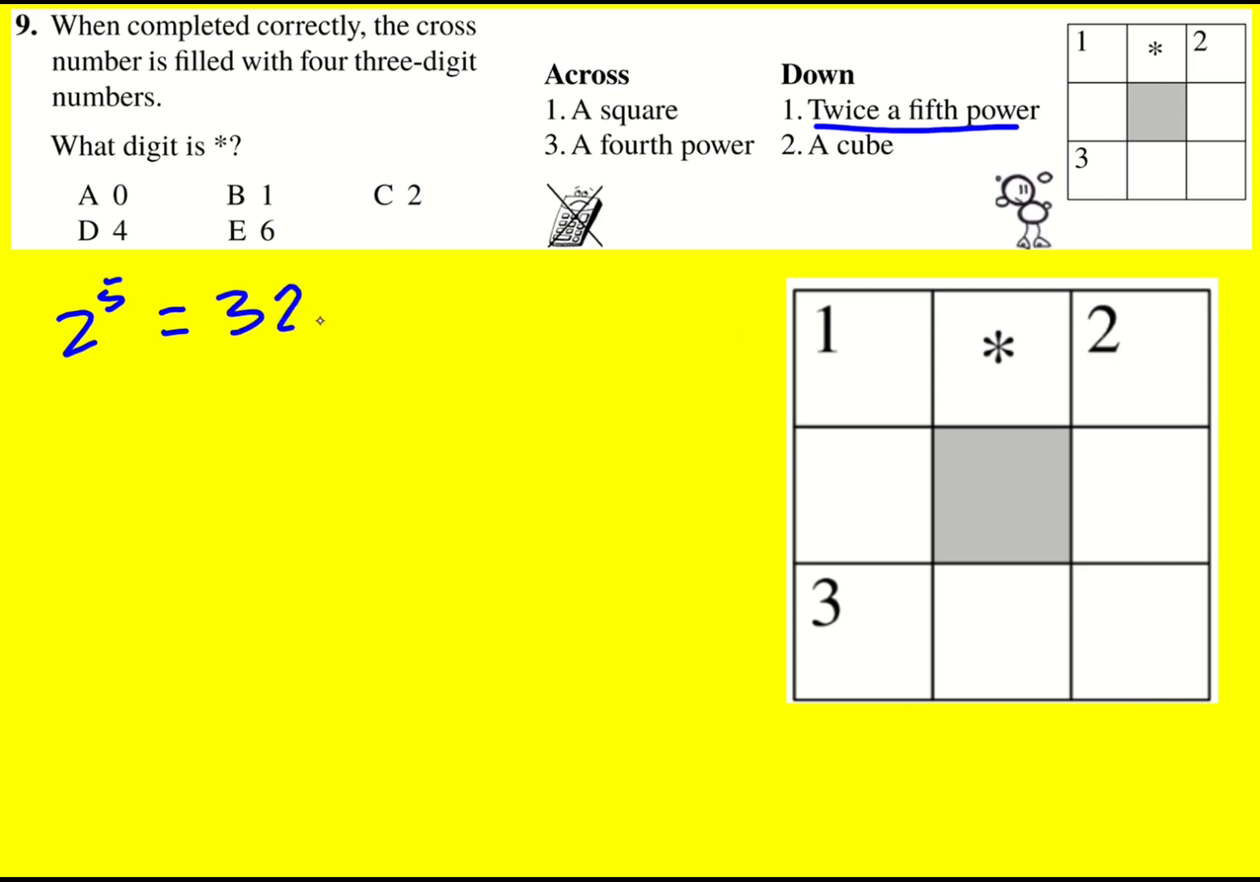Now I know that's 32. You can also get it by doing 2 to the 4 times 2. 2 to the 4 is 16, 16 times 2. Or you can do 2, 4, 8, 16, 32. Okay, whichever way works for you.